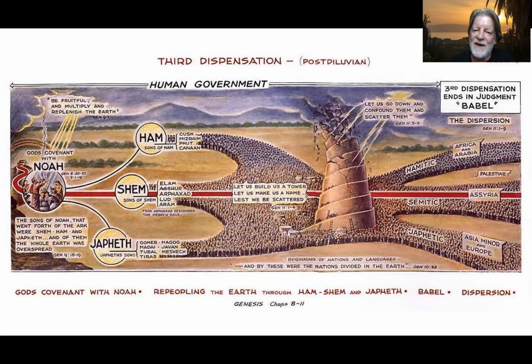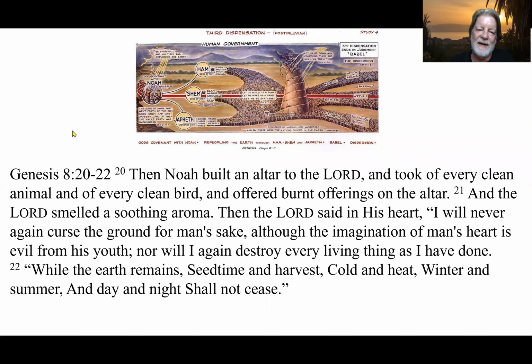So without further ado, let's go ahead and start looking at our text here, which begins in Genesis 8:20. And remember, this is after the flood. Then Noah built an altar to Yahweh and took of every clean animal and every clean bird and offered burnt offerings on the altar. So Noah builds an altar there. He's in a different place than they were before.